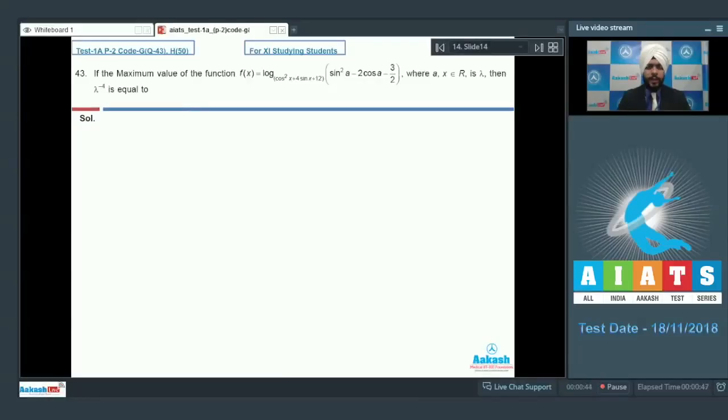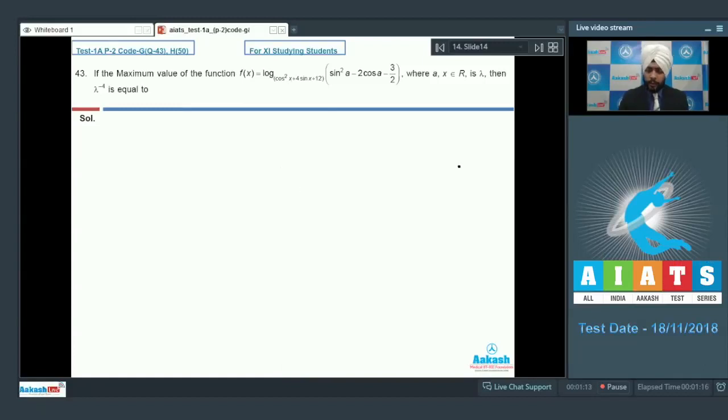Okay students, so let us now move on to the next section that contains integer type problems. Question number 43 says that if the maximum value of the function f(x) is equal to log of (sine square a minus 2 cos a minus 3 by 2) to the base (cos square x plus 4 sin x plus 12), where a and x belong to real numbers, is lambda, then lambda raised to the power minus 4 is equal to.